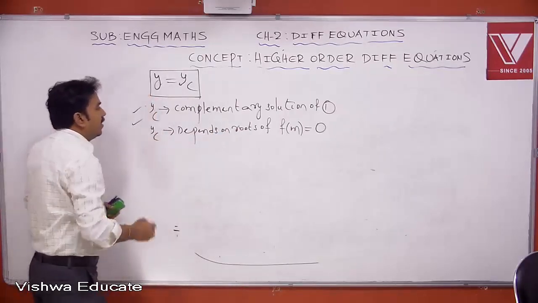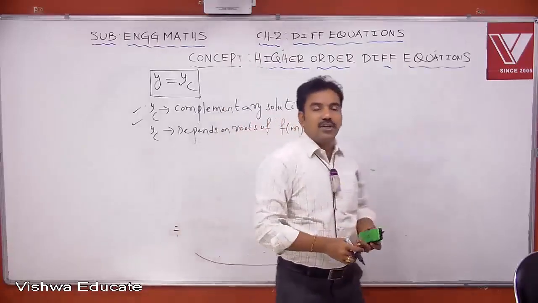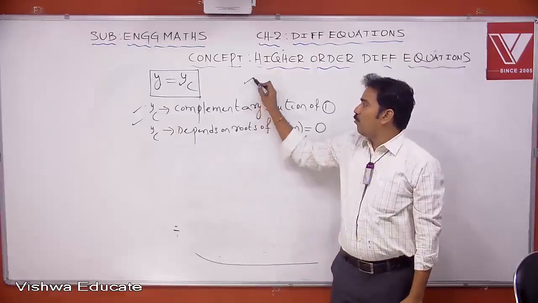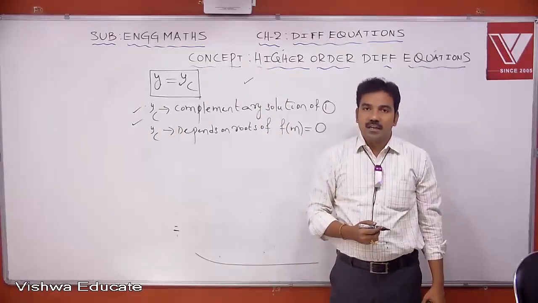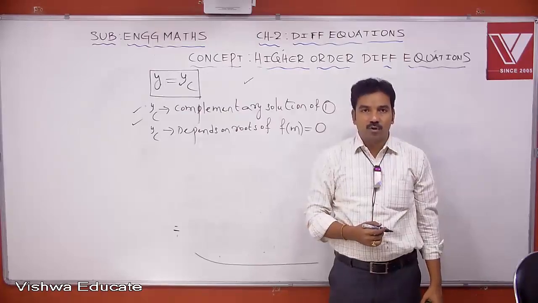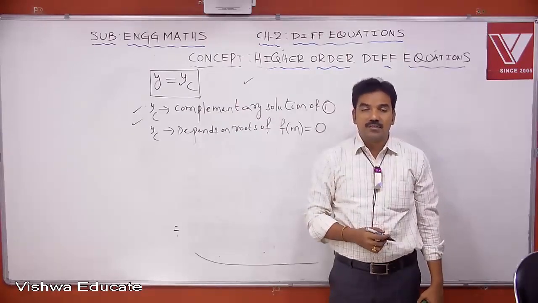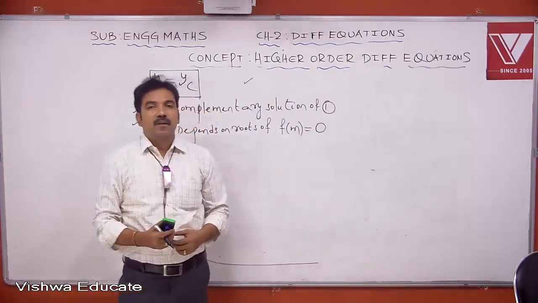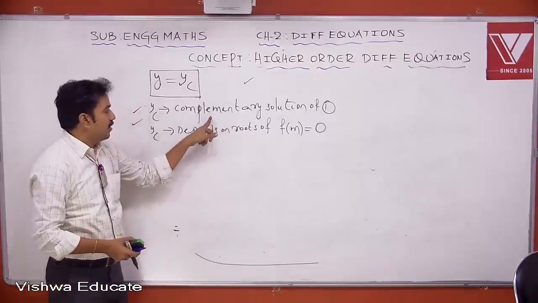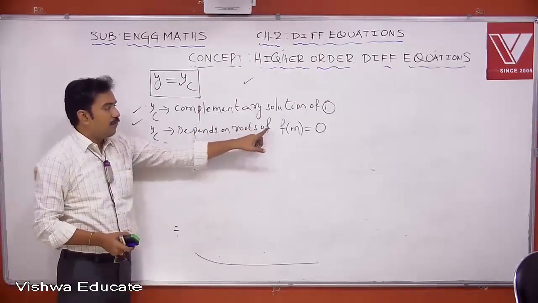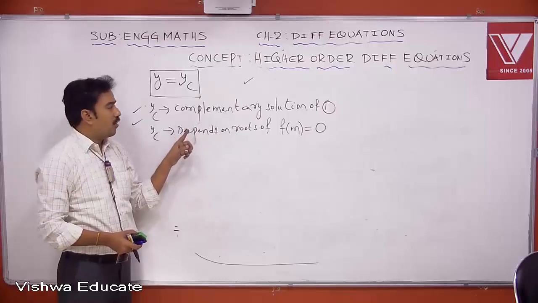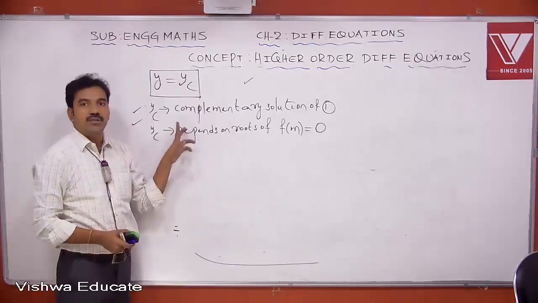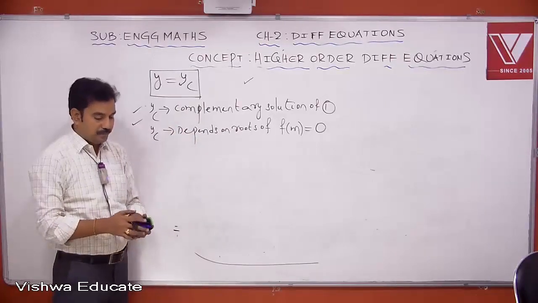Note these points. The general solution of equation 1 is given by y equal to yc. Highlight this, where yc is called a complementary solution, which depends on roots of f of m equal to 0.